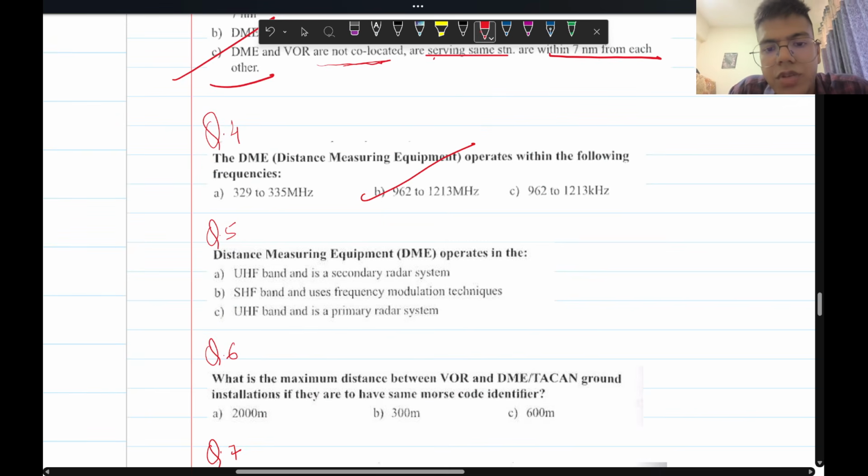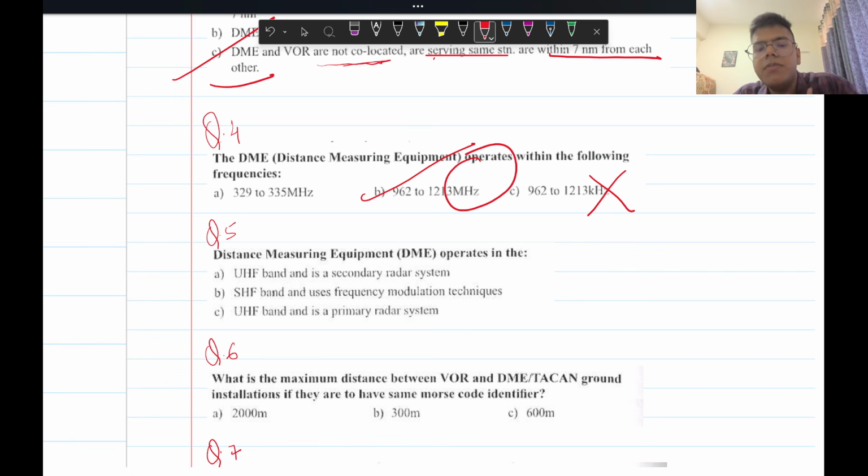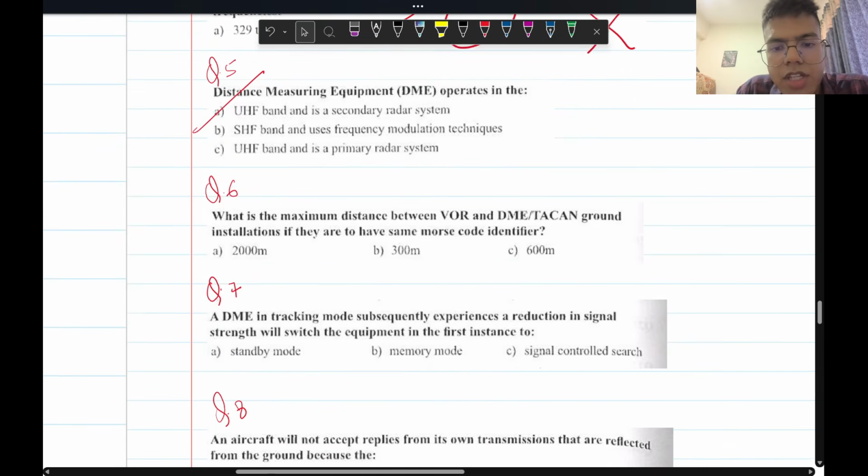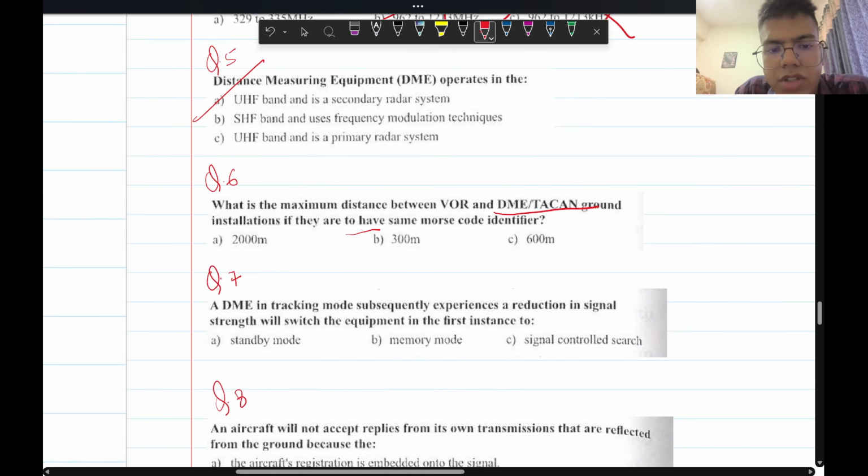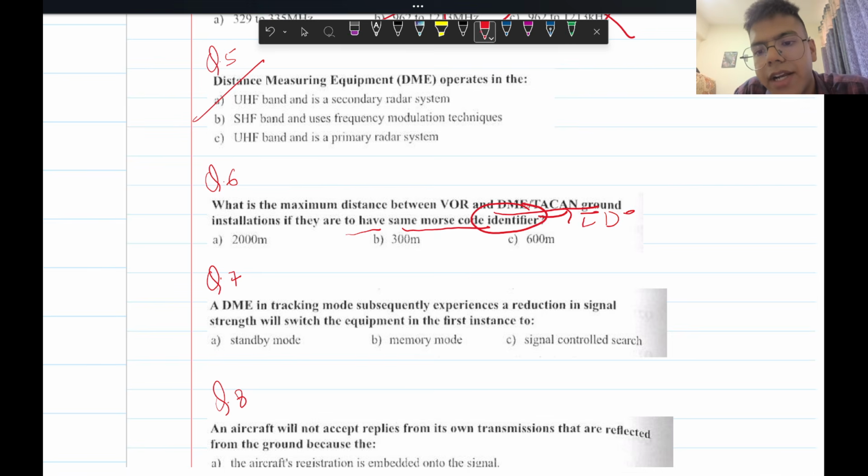DME 962 to 1213 megahertz, ठीक है. Don't mark this. DME operates in the UHF band में काम करता है in secondary radar system. What is maximum distance between VOR and DME TACAN ground station installation if they have to serve Morse code identifier? देखो ident की बात कर रहा है, ident is for 2000 feet or 600 meters, so 600 meter.